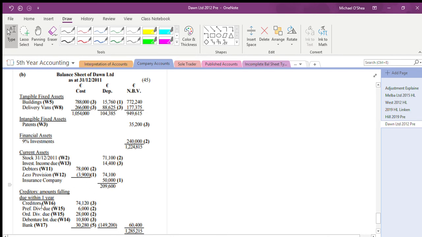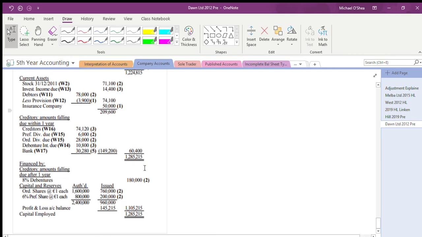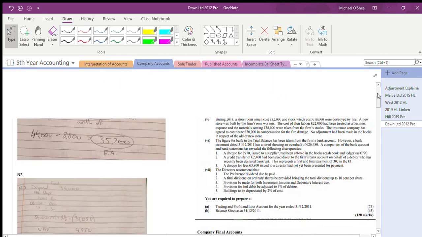Here, I have my creditors, debenture interest, and my bank overdraft, but I also have what dividends I have due. 6,000 preference, 28,000 ordinary. So the dividends due have to go in as an expense or as a short-term liability as well. Debentures, ordinary shares, preference shares, authorized issued, same as normal. Profit and loss balance, there's no revaluation reserve, there's no capital reserve. I'm just finishing here with my final balance to balance both sides. So this is the Dawn 2012 question.